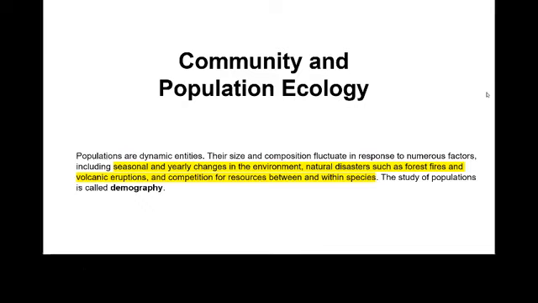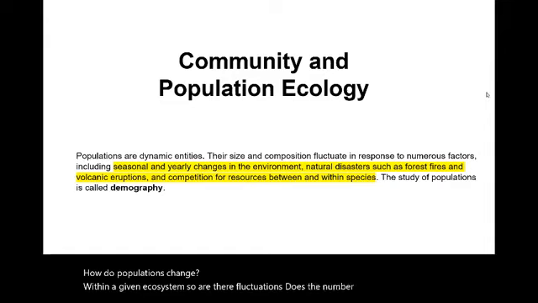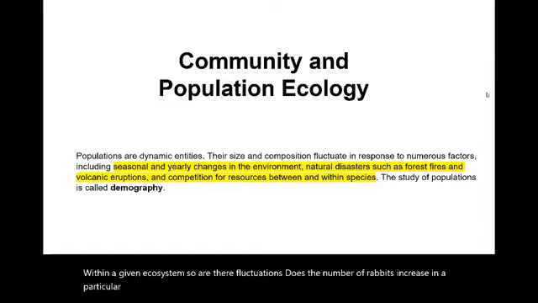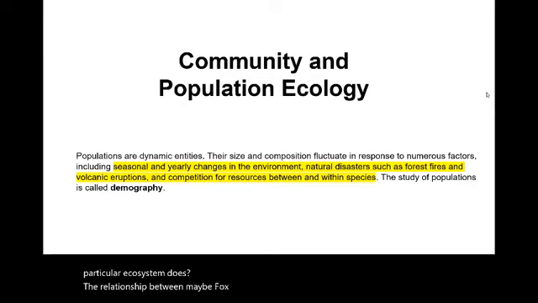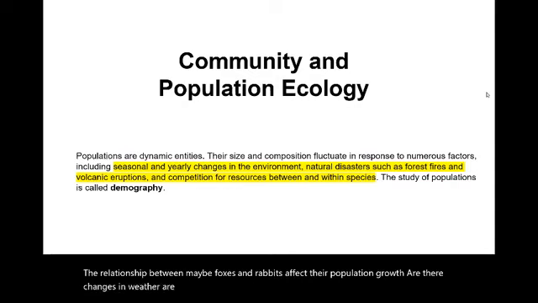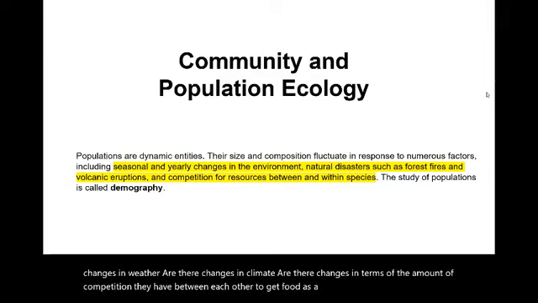In this lecture, we're going to be going more in depth into how populations change within a given ecosystem. So are there fluctuations? Does the number of rabbits increase in a particular ecosystem? Does the relationship between maybe foxes and rabbits affect their population growth? Are there changes in weather? Are there changes in climate? Are there changes in the amount of competition they have between each other to get food as a resource? How do all of those relationships change the population?